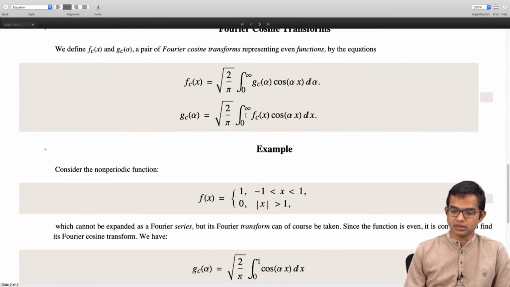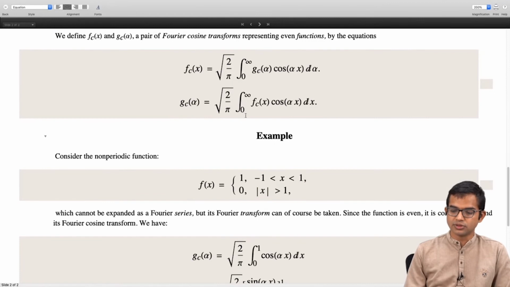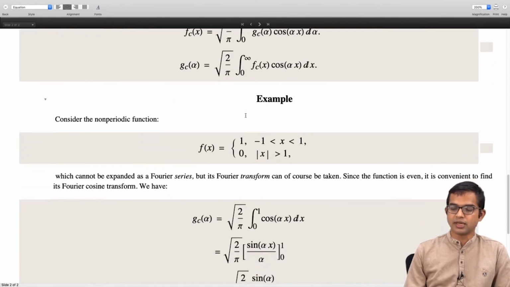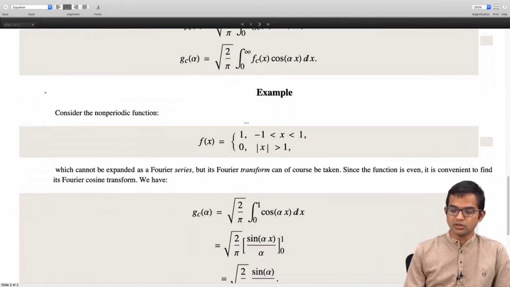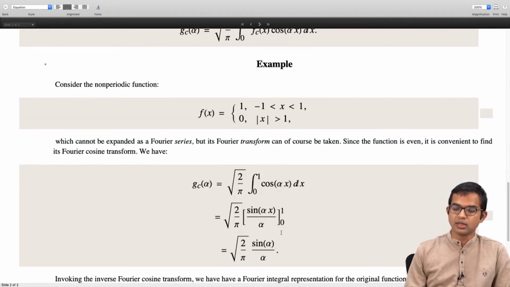like we have seen in the definition. So the integral is from 0 to 1 cosine of alpha x dx, and that gives you sine of alpha x divided by alpha, with limits from 0 to 1. Only the limit at x equal to 1 survives, and so you are left with square root of 2 by pi sine of alpha divided by alpha.